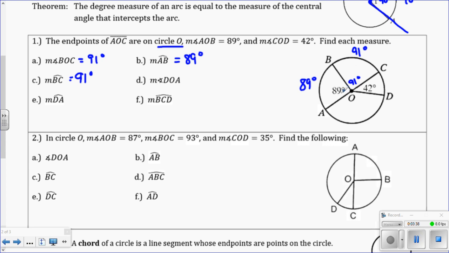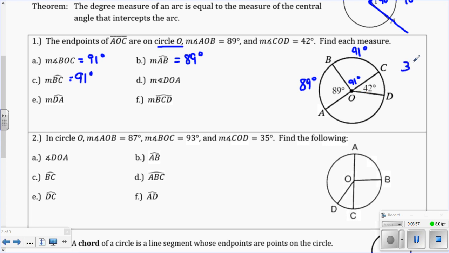Angle DOA. If you look here, we don't have angle DOA or the intercepted arc right in front of it, so we have to find it a different way. Look at this angle right in the center of the circle. We have 3 of the angles, we're missing the 4th angle.